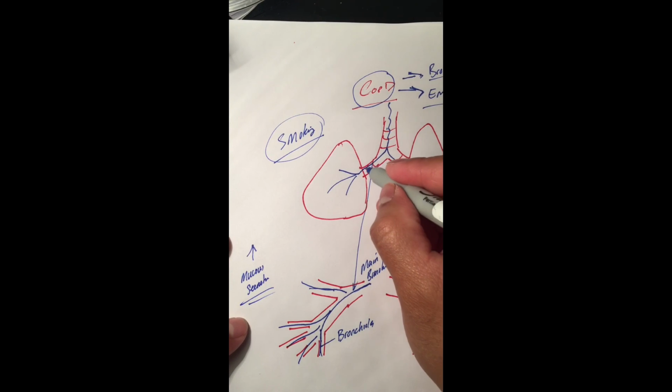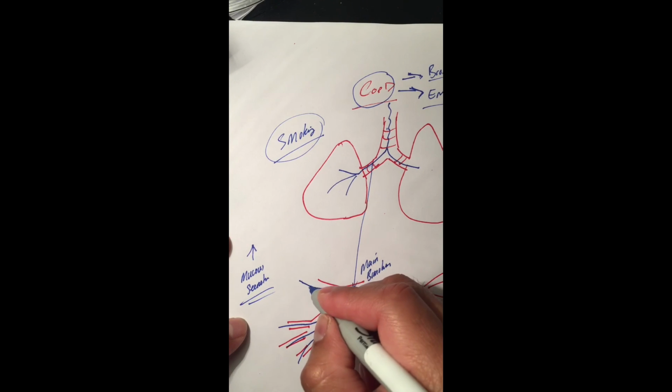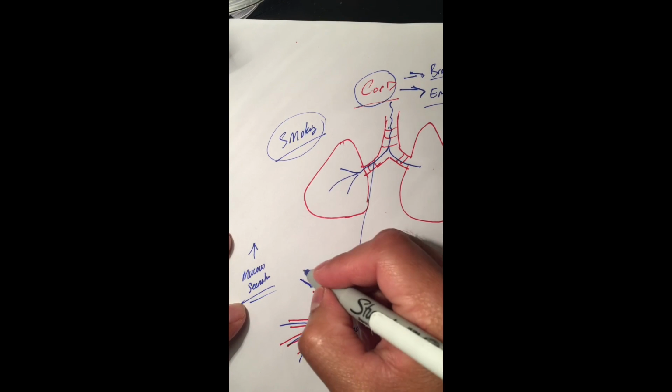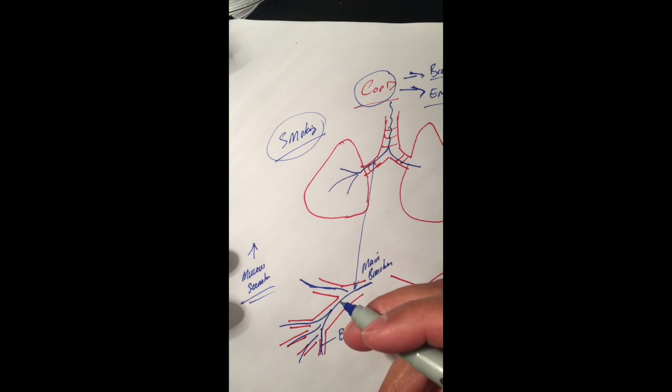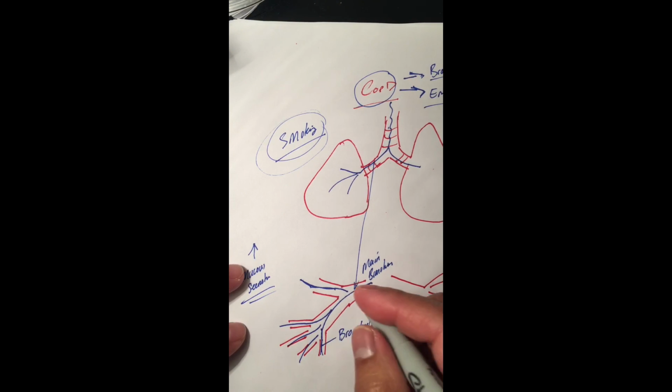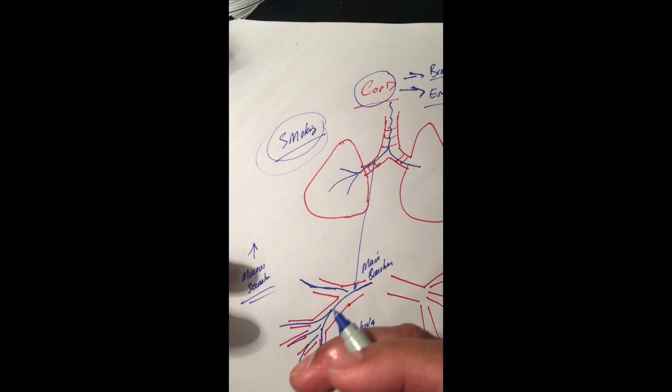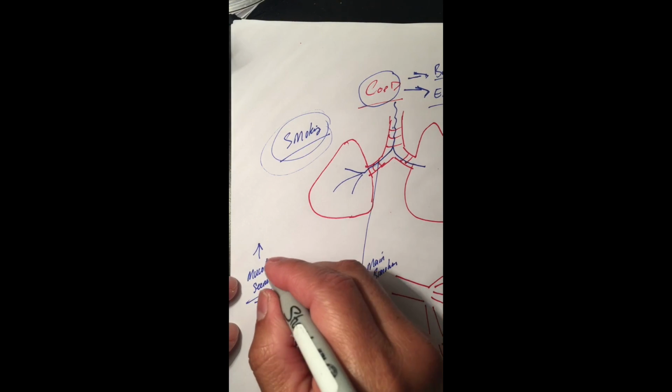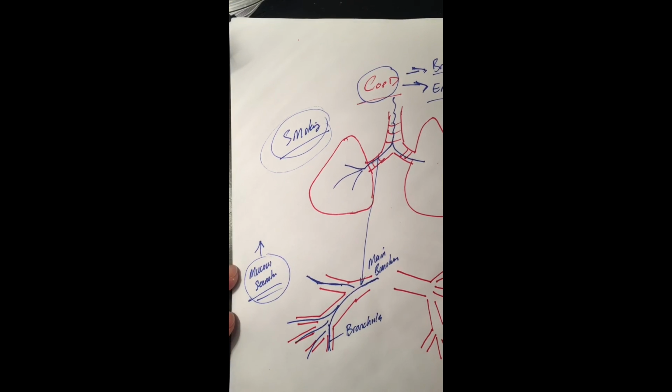And typically inflammation in the main bronchus or in the bronchioles especially. So you have increased inflammation due to irritants, in this case smoking. So the more you smoke, the more you're going to irritate your bronchioles. The more you irritate your bronchioles, the more mucus will be secreted.